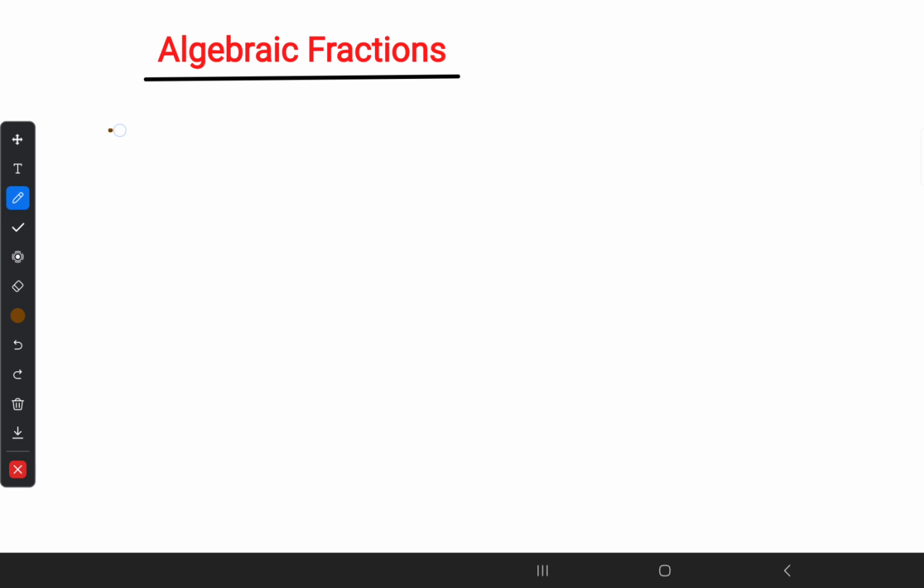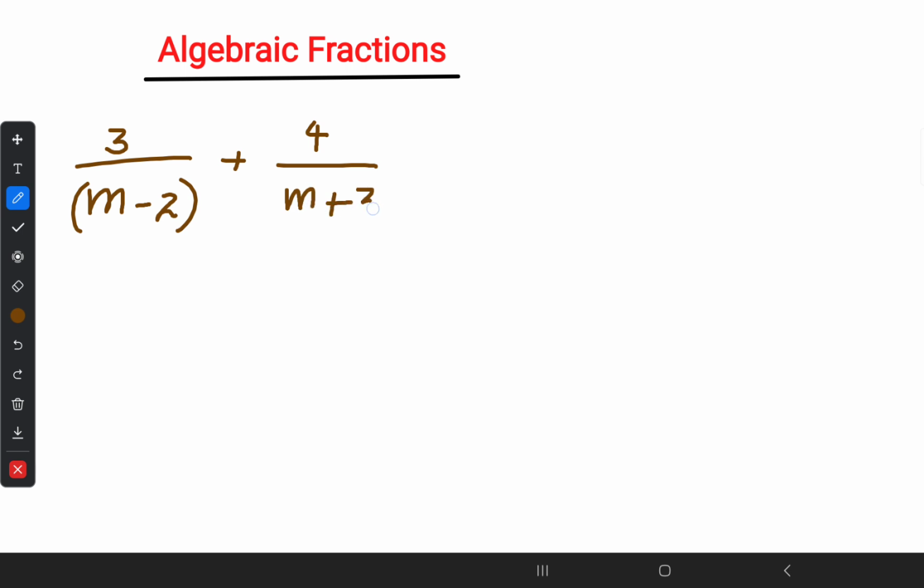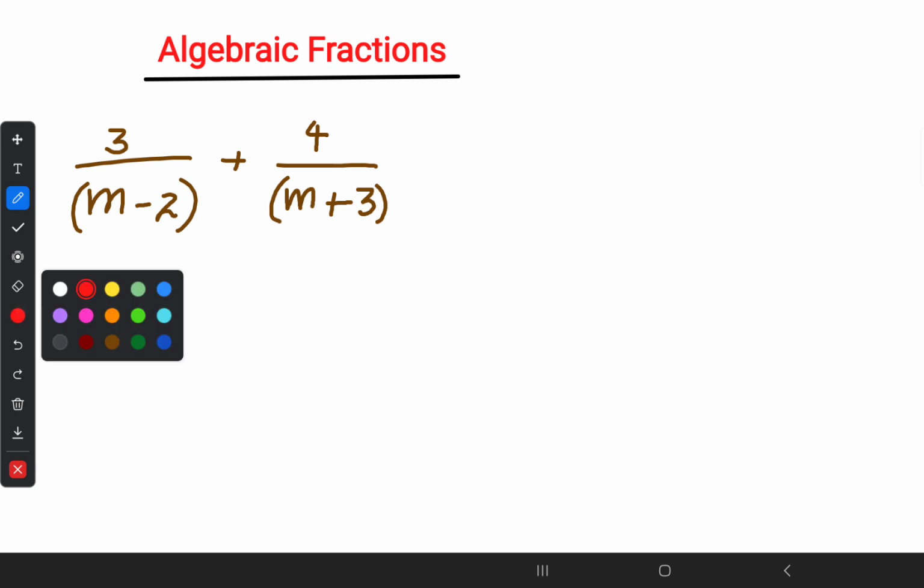For the next example, I have 3 over m minus 2 plus 4 over m plus 3. This is what I have in the addition of these two algebraic fractions. Since the denominators are not the same, you should find the LCM of the denominators. In the previous case it was easy to see the common denominator. In this case, we cannot, so I'll find the LCM of these two denominators first.